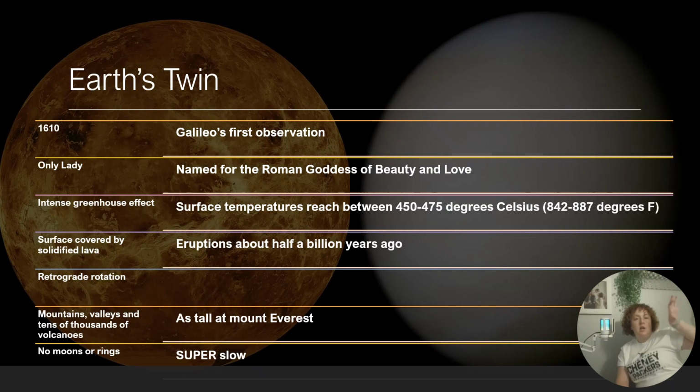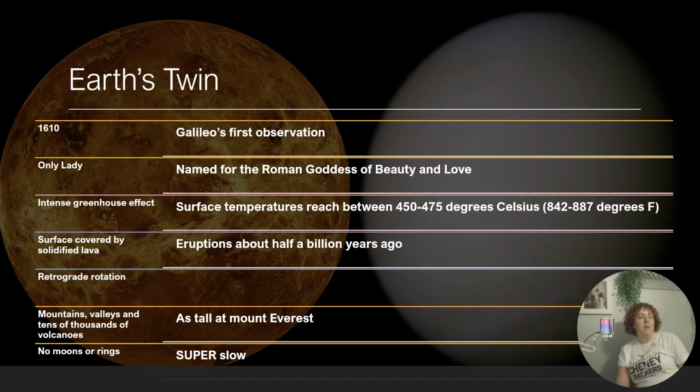Venus was first observed by Galileo Galilei back in 1610. So we were made aware of Venus's actual existence back then. Venus is the only lady name throughout our entire solar system, which is crazy to think. Out of the 8 main planets, it's the only female named planet, after the Roman goddess of beauty and love. Venus is like Aphrodite in Greek mythology.